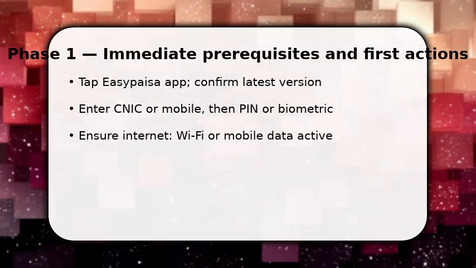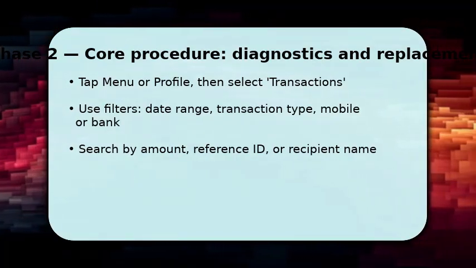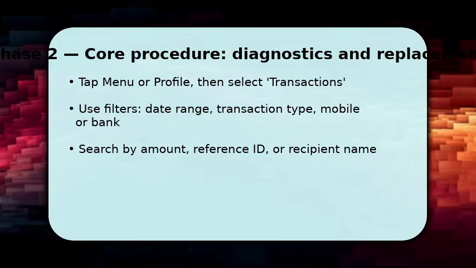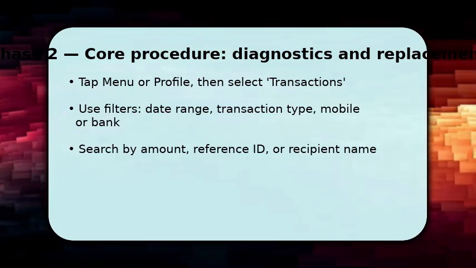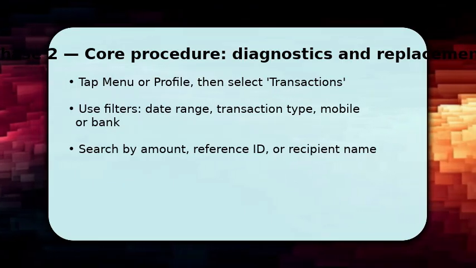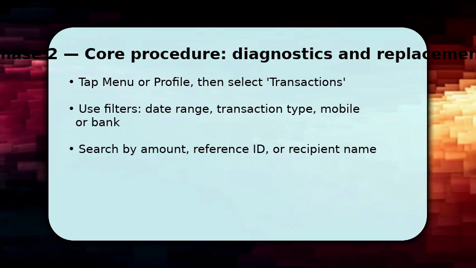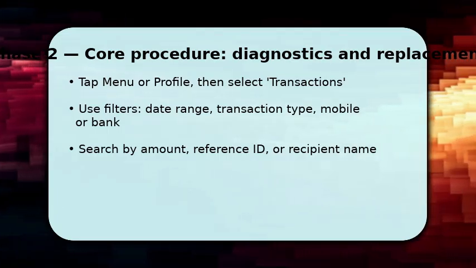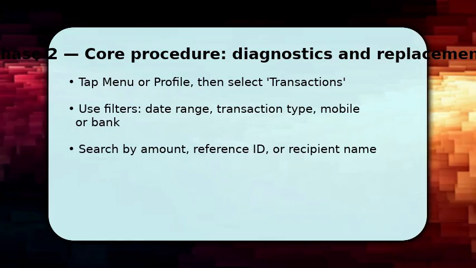the transaction history menu. After logging in, go straight to Menu or Profile and tap Transactions or History. This is where Easypaisa lists activity. You'll see filters. Choose a date range, transaction type, or source to narrow results because that reduces scrolling time. Once filtered, use the search bar to type an amount, reference ID, or recipient name to pinpoint a specific entry.